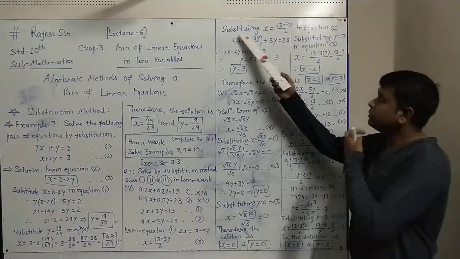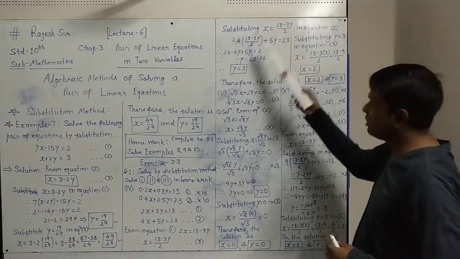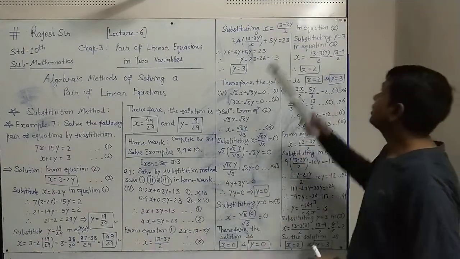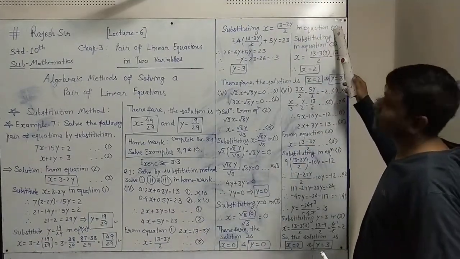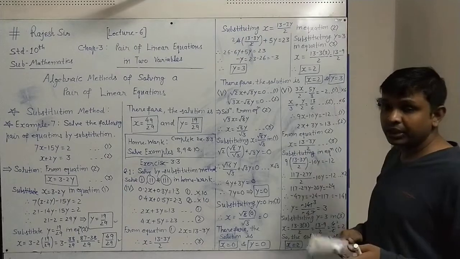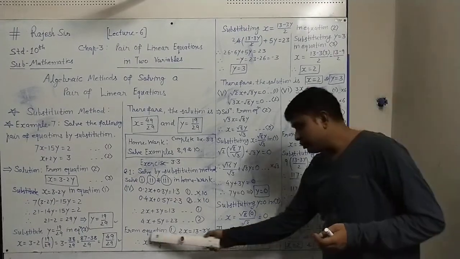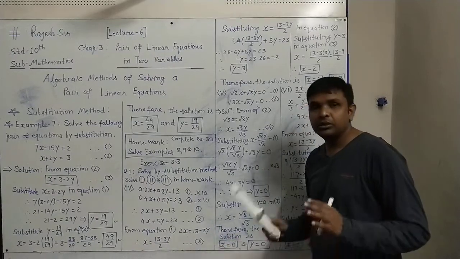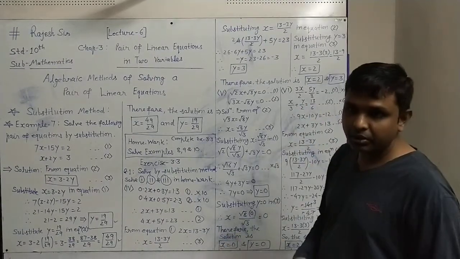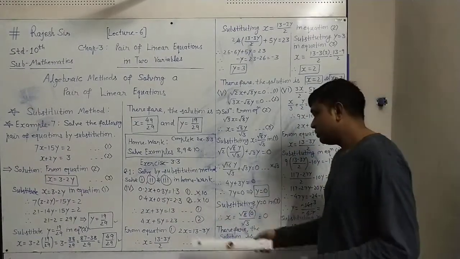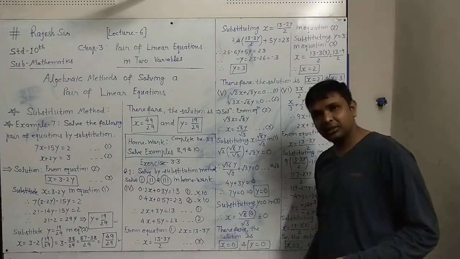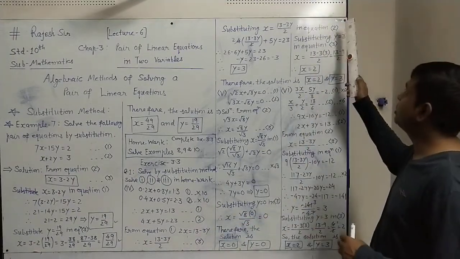That we have done here. Substituting x equals (13 minus 3y) by 2, that we have obtained, in equation number 2. Once again remember, why is this put in equation number 2 only, why not 1? Because the substitution is obtained from equation 1. So don't place it in the same equation, you place it in the other equation. So the value of x obtained from 1 we have to substitute in equation number 2.